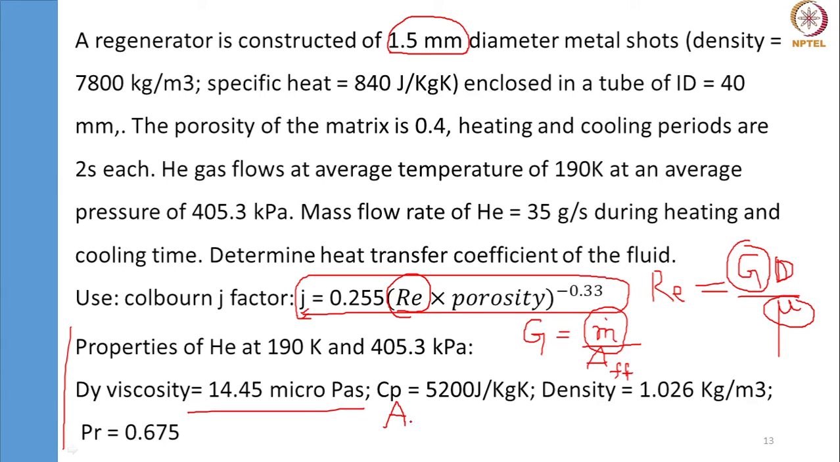Again, I write the free flow area as void fraction, or porosity if I may call it, into the frontal area. Again, I am down to finding the frontal area because the void fraction or porosity is given as 0.4. Next, I am going to find the frontal area as pi by 4 into 40 mm squared.